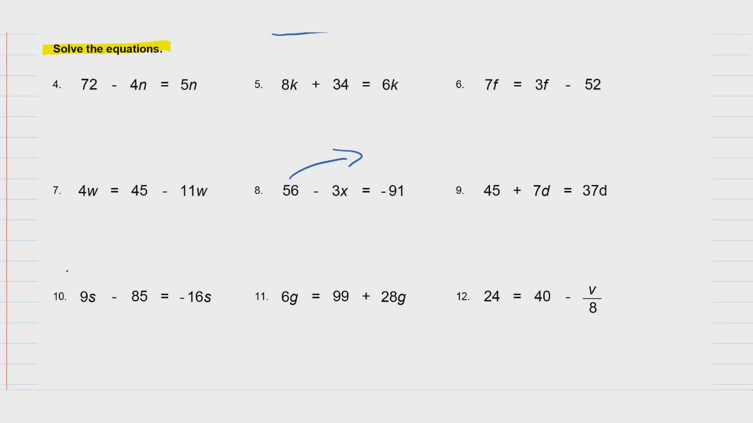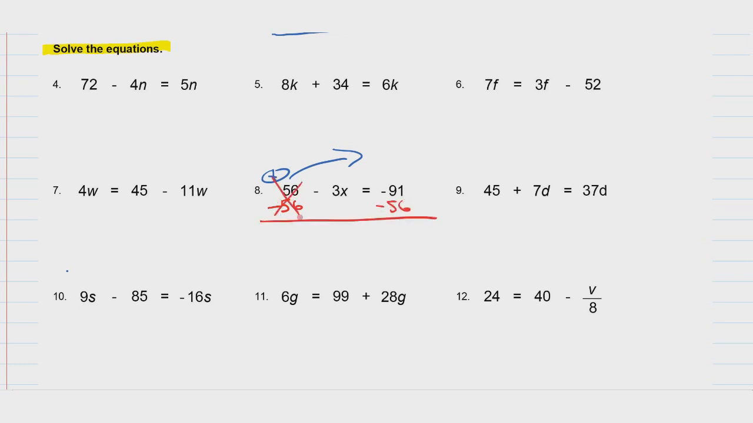The 56 is like, yeah, high five, woohoo! So we're going to move the 56, and the 56 does not have a sign. So that means it's positive, and if we're moving it to the opposite side, we're going to do the opposite operation, which means we're going to do minus 56 to both sides.